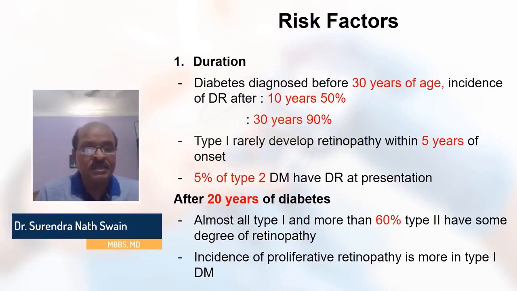then we immediately send the patient to the ophthalmologist to exclude any diabetic retinopathy. After 20 years of diabetes, almost all type 1 and more than 60% of type 2 have some degree of retinopathy. Incidence of proliferative retinopathy is more in type 1 diabetes mellitus.